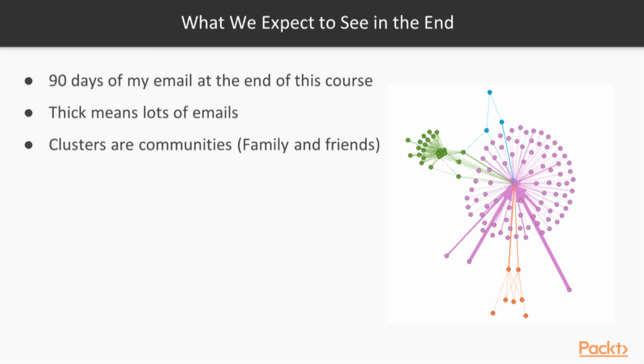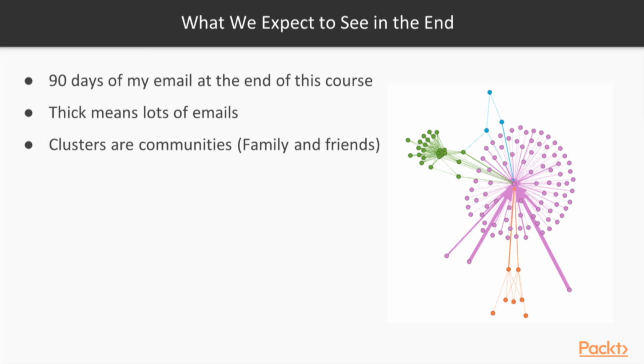Now, what we'll expect to see at the end of all these videos is this, an example of how my 90 days of my email looked. What we see here, I only focus on the inbox or incoming, and what we can see is that those thick edges mean groups or people who email me a lot. One of them tends to be a newsletter. And that's the thickness.